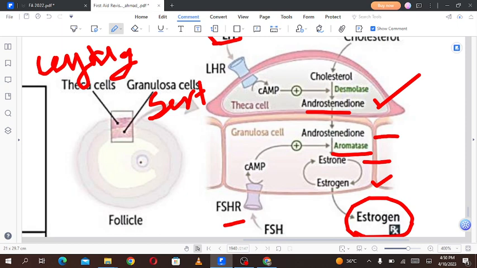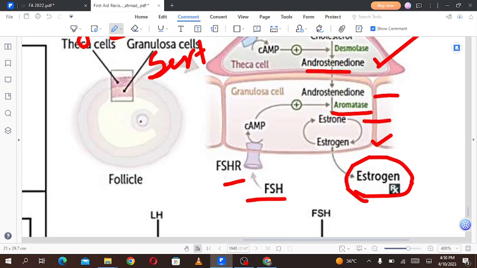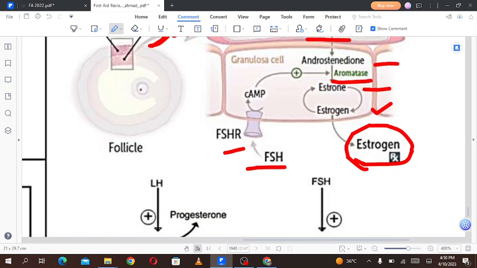Since the granulosa cells are the female counterparts of the Sertoli cells, FSH will stimulate the granulosa cell in the female, and there they will start producing estrogen. Functionally they are different, but the hormonal stimulation is similar for both of these cells.